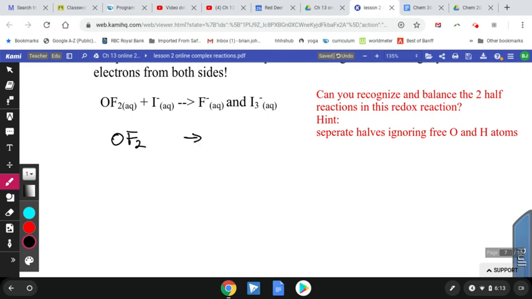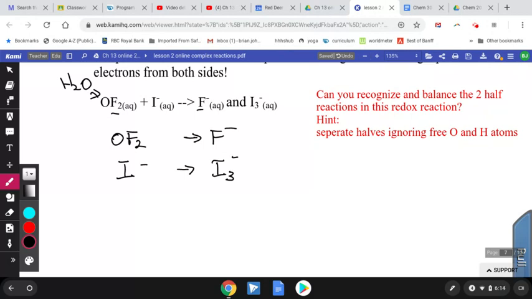OF2 goes to F minus. There's our first half reaction. It's the fluorine we're interested in. Oxygen is always taken care of with water, so we're never worried about that. Second half reaction, I minus goes to I3 1 minus. Very unusual ion. Let's do the top reaction first.